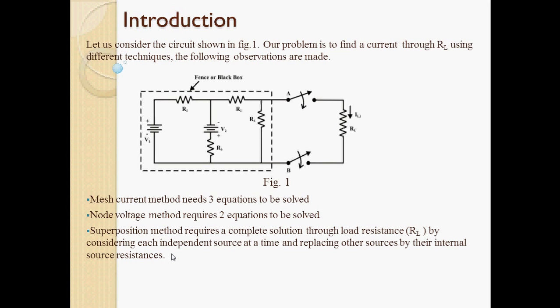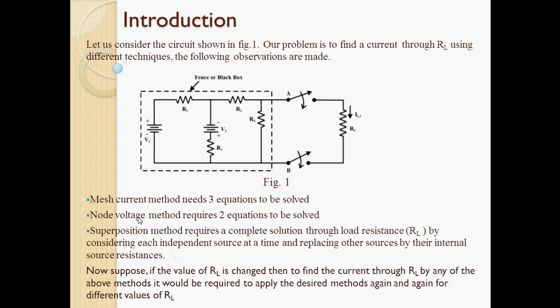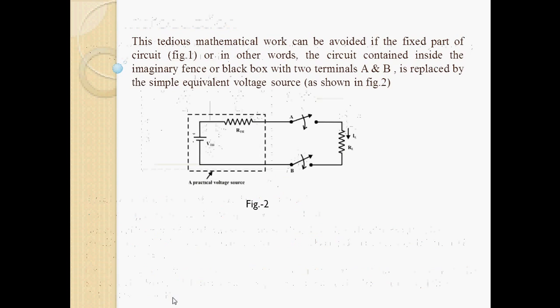So now, these methods work for a fixed RL. Suppose we change RL, and you are asked to calculate the current through the load resistance. What do you have to do? You have to apply the method again and again for different values of RL. Now, how can we avoid this tedious mathematical work?